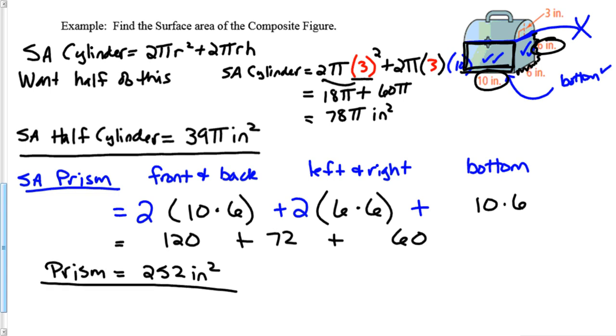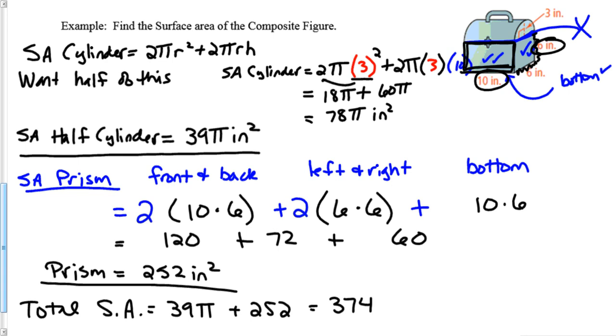Now I need to add them together. So my total surface area is going to be my cylinder, 39 pi, plus my prism, 252, and I can pick up my calculator and do 39 pi plus 252, and I get 374.522 inches squared.